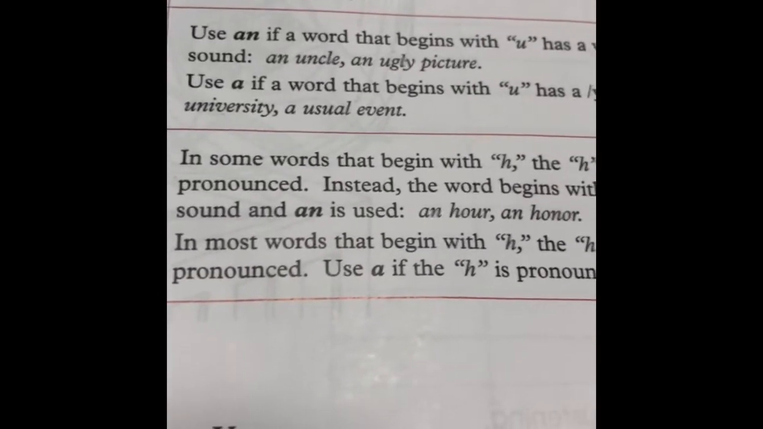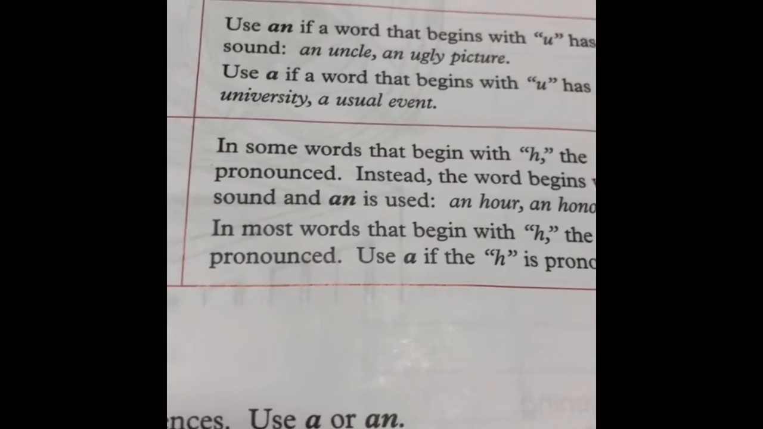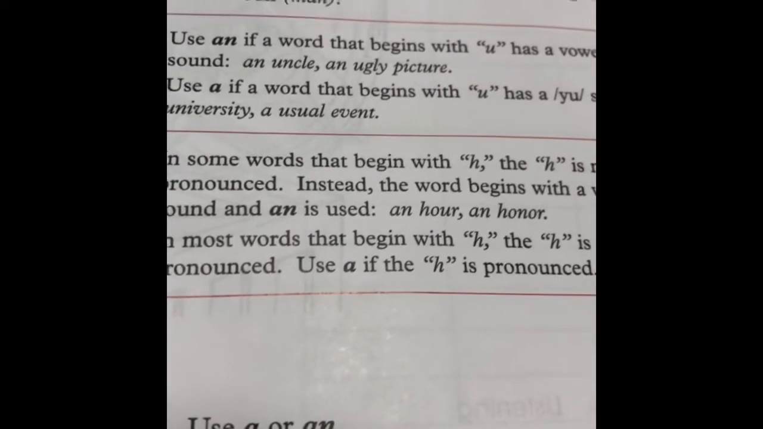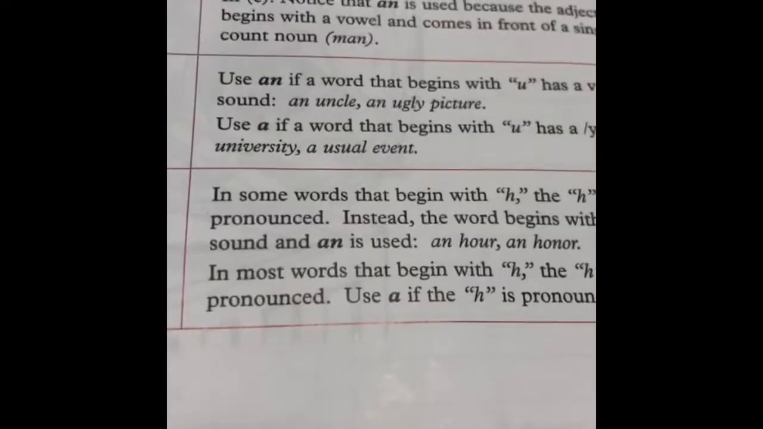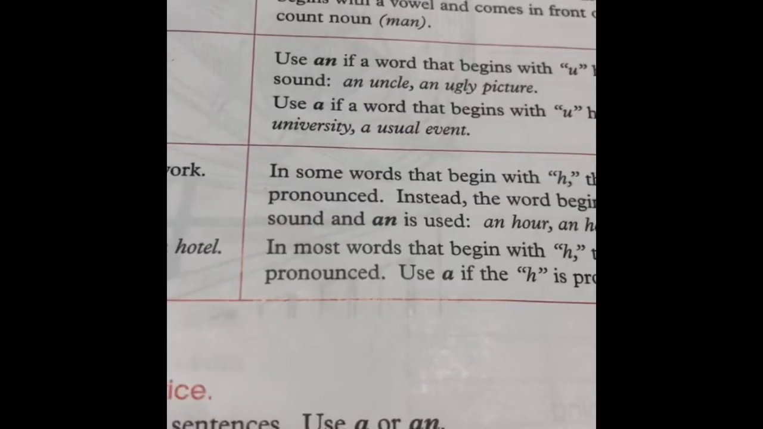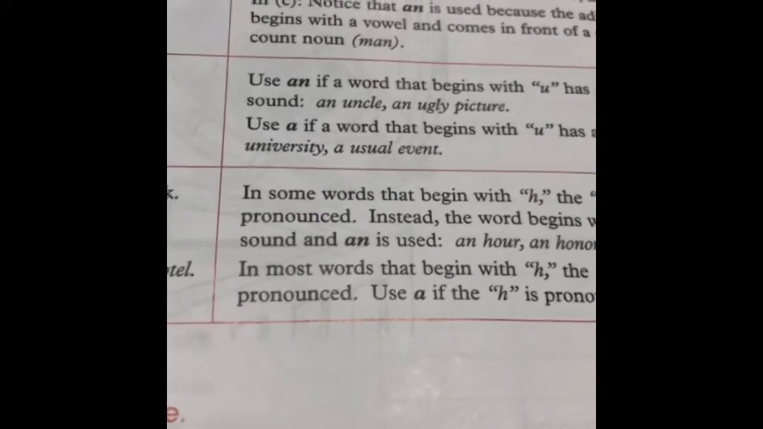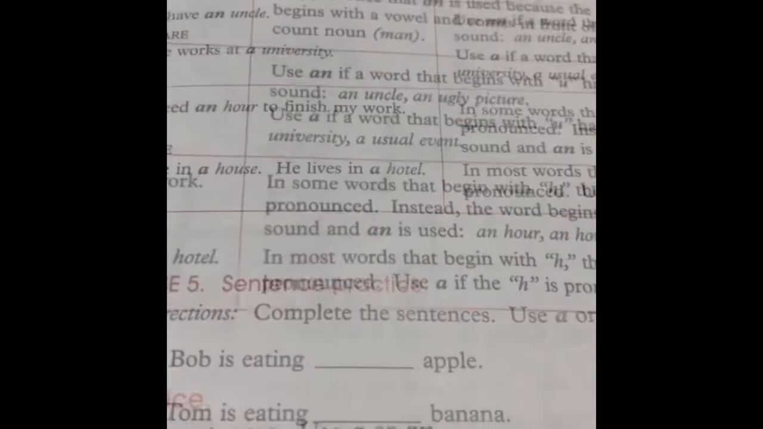In most words that begin with H, the H is pronounced. Use a if the H is pronounced, like a house, a horse. If the H is not pronounced, we use an before it. Now the sentences: use a or an.